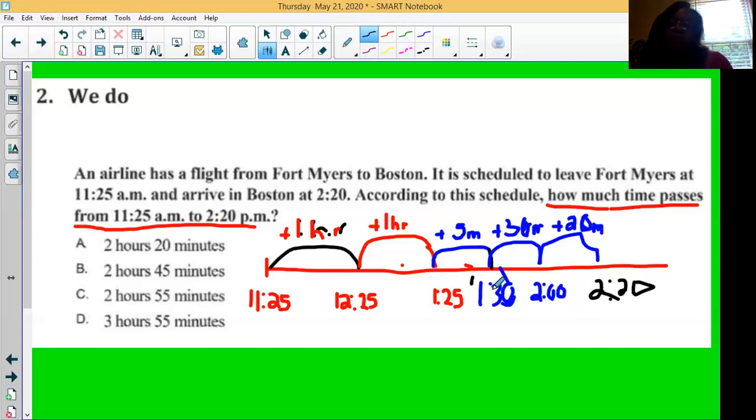So now we're at 1:30. We jumped 30 more minutes, and that took us to 2 o'clock. So again, we're still trying to get to 2:20. We jumped 20 minutes, and that gave us 2:20. Now, our job is to take everything that's at the top in red and blue and add it up so that we can get our answer choice. So when I look at my hours, I have 1 hour here and 1 hour here, which gives me a total of 2 hours.